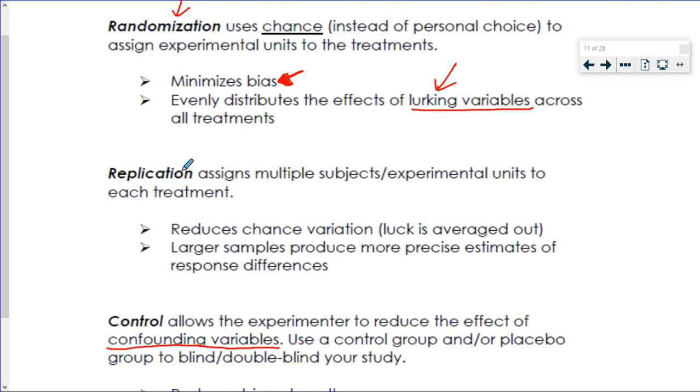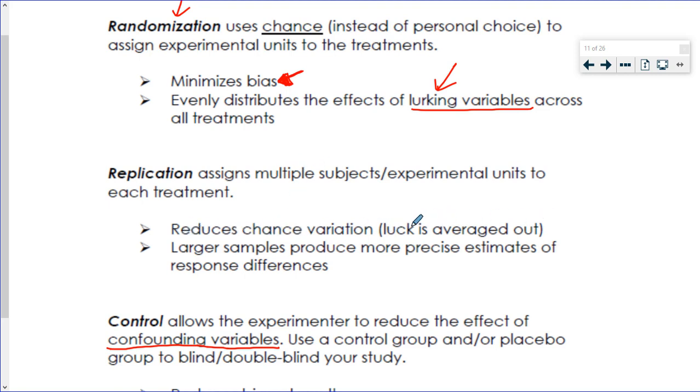Replication is also important. To replicate something means to do it over and over. All right. So replication means we're going to assign multiple subjects, experimental units to each treatment. So in other words, if we were doing, again, a taste test on soft drinks, you're not going to pick one person to taste the Coke products, and one person to taste the Pepsi products, and one person to drink something else. You're going to assign 5, 10, 15, 20 people to each group, because that's going to reduce our chance variation.